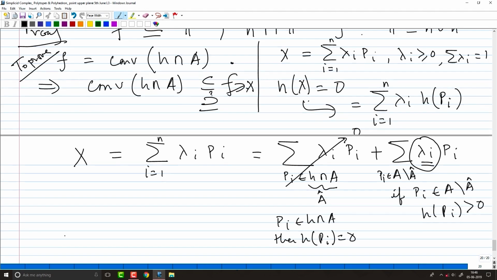So what does that mean? In the representation of x, I can forget this term completely. It is just some convex combination of this, but that means x is in the convex hull of H intersection A. So this is the proof.